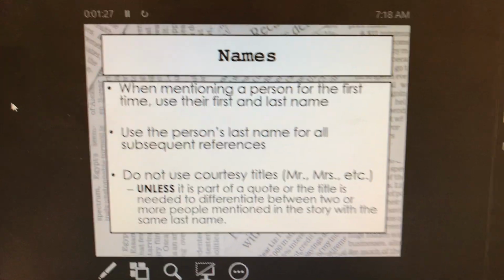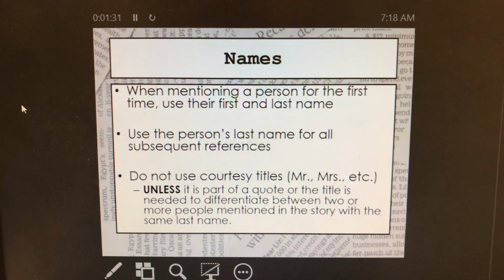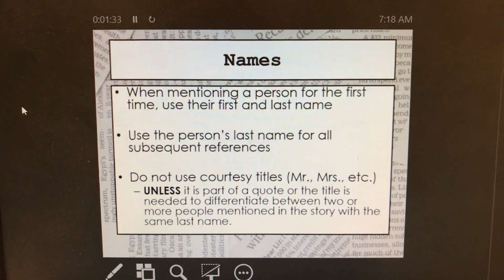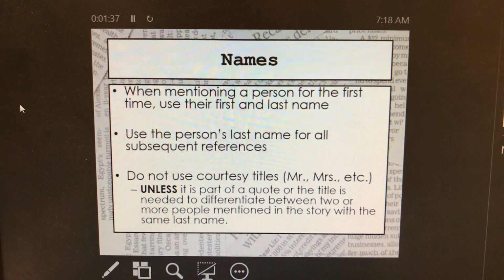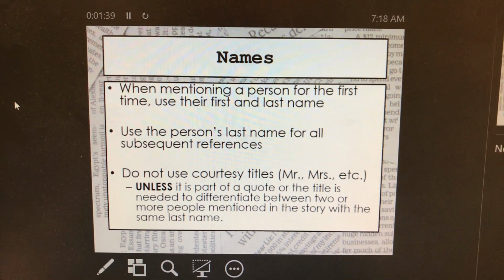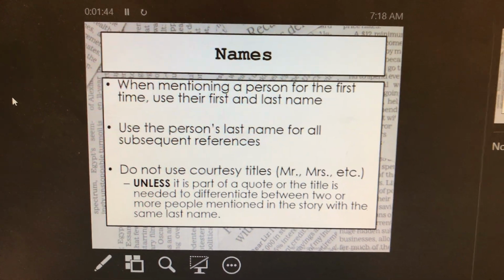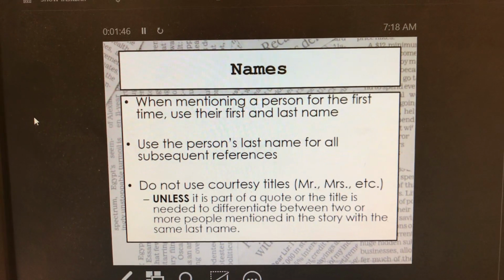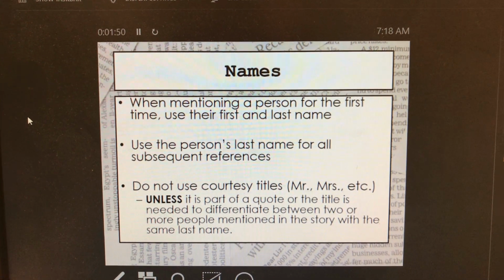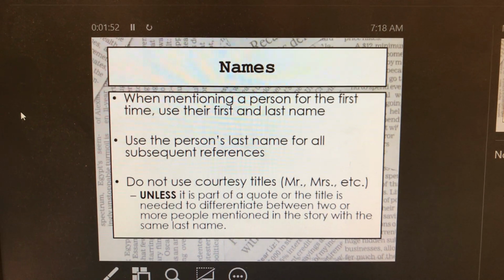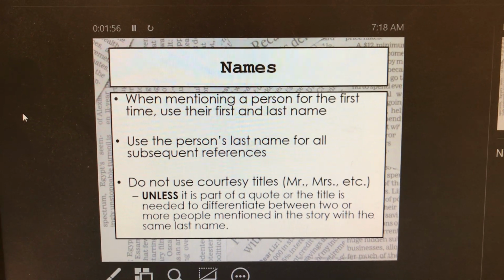Now, when mentioning a person for the first time in a news story, you want to use their first and their last name. Think back to when we looked at our attribution lesson from the end of last week, and we talked about that made-up story in which there was a charity event here at Charles Henderson. Again, that was a made-up story, but all of the people mentioned and listed in the story, especially those from whom we had direct quotes, were given their first name and their last name.